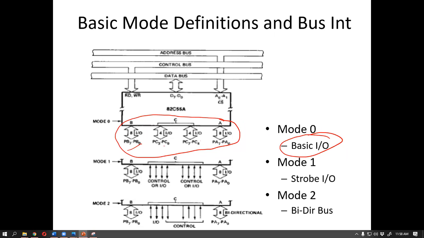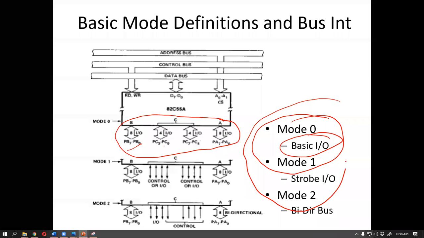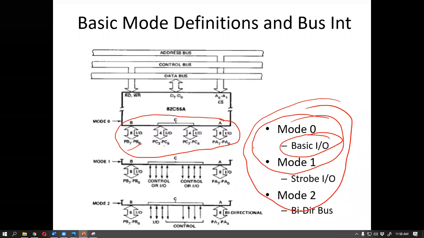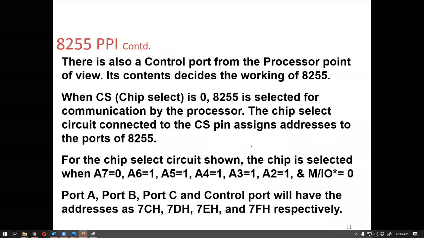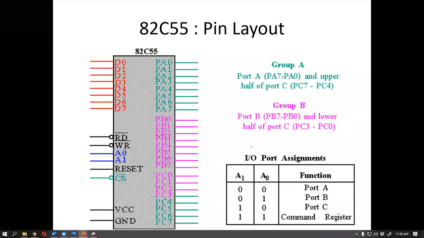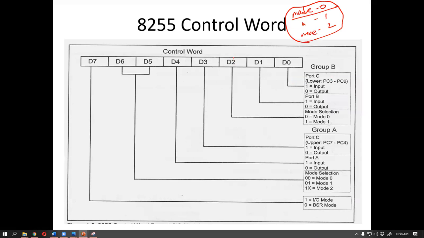So this is the mode two format. Our group A and group B only work with these modes, and group A works with three modes. These are controlling this. D2 is the control for group B's mode. If D2 is zero, then group B works in mode zero, and if it is one, then group B works in mode one. All are clear?